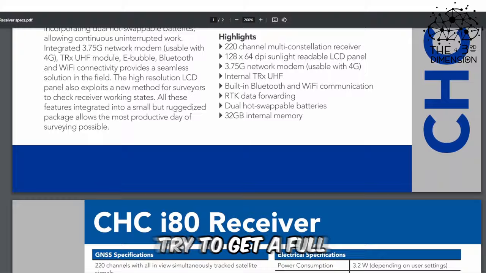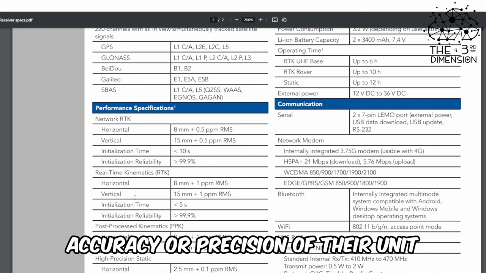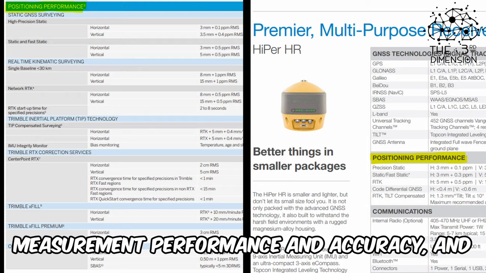There seems to be a range of terms used when a manufacturer quotes the RTK accuracy or precision of their unit. AMLID uses position precision, Spectra uses real-time accuracy, Leica uses measurement performance and accuracy, and Trimble and Topcon both call it position performance.